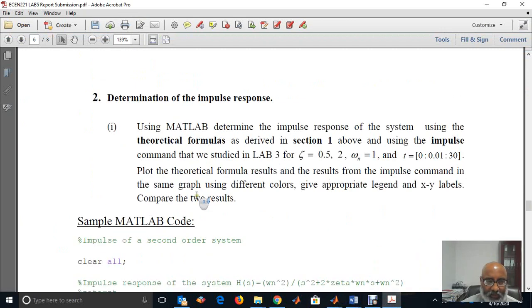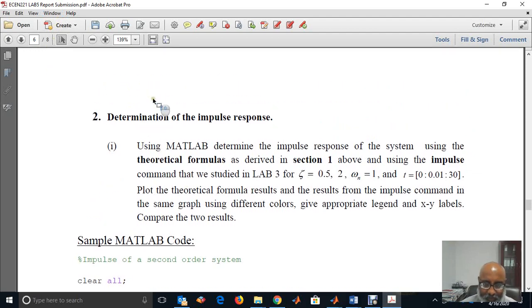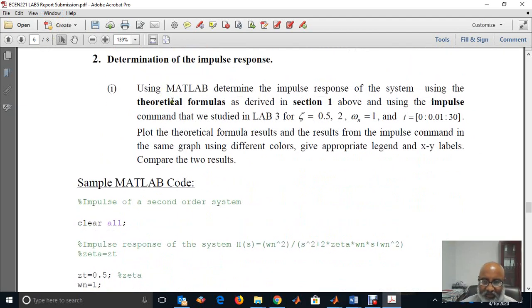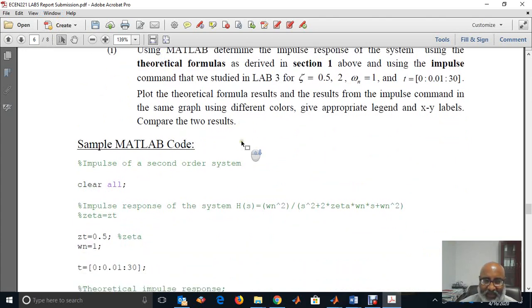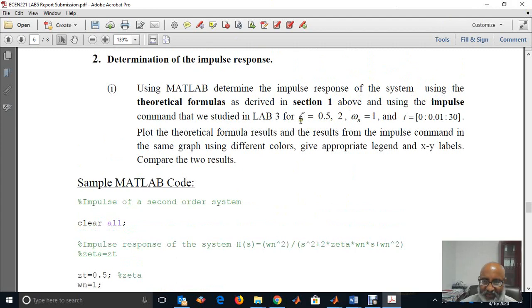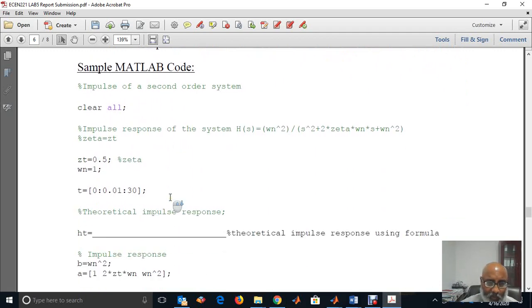All right, now the second part. The second part is determining the impulse response of the system using the theoretical formula. The theoretical formula we derived in part 1, above in section 1, and we compare it using the MATLAB simulation command called impulse. Okay, impulse for different zeta: zeta 0.5 and 2, and omega n is equal to 1. So you will do it only for zeta 0.5 and for zeta 2. You will plot the theoretical value and the simulation value on the same plot, and you compare them.